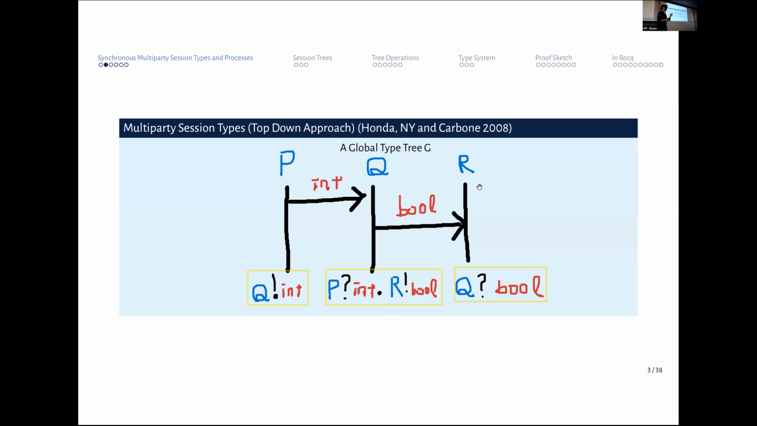In this example, we have P, Q, R. P is sending an integer to Q. Q is sending a Boolean to R. This is projected into each local viewpoint. For example, from the viewpoint of participant Q, it is getting an integer and then sending a Boolean to participant R. In this way, you can express a global protocol, and once this is projected and implemented, the process runs safely, type safe, and deadlock free.